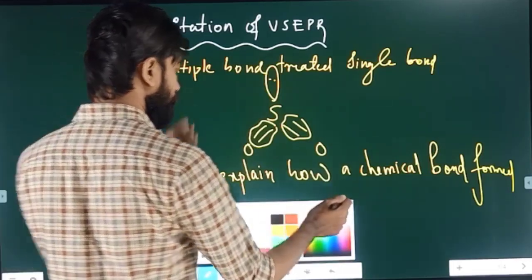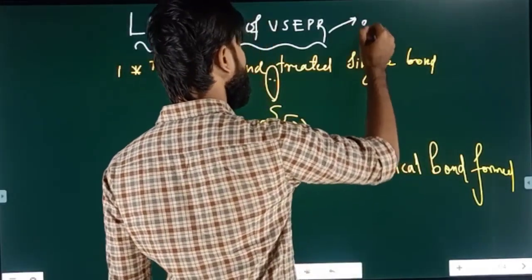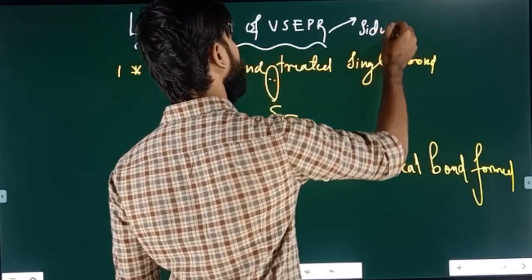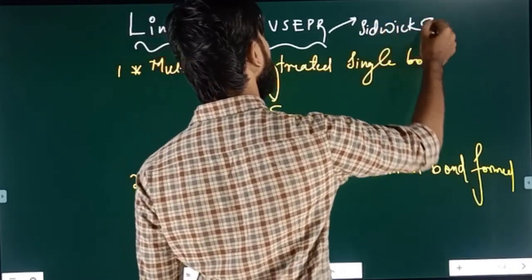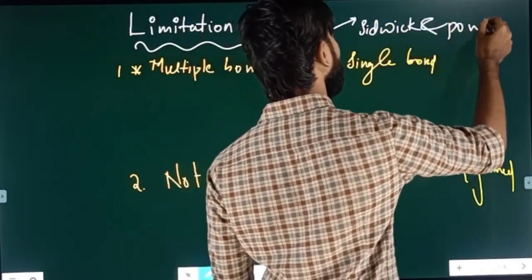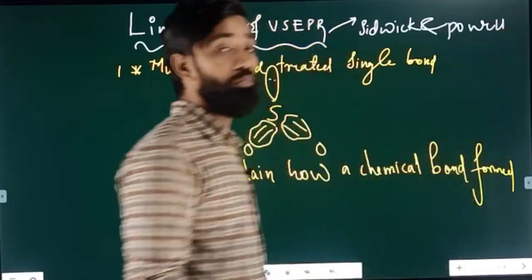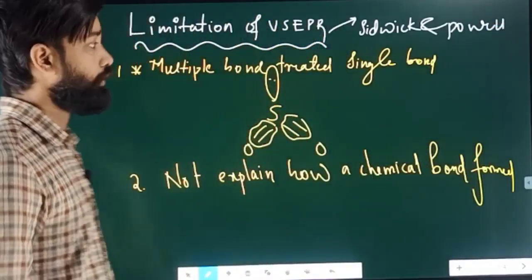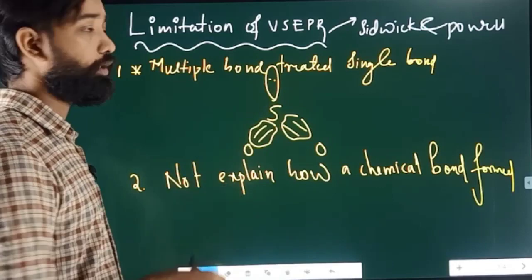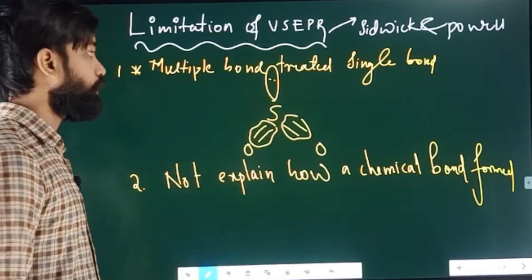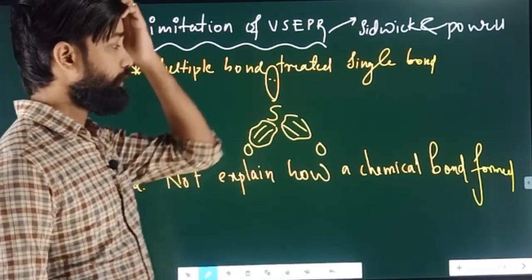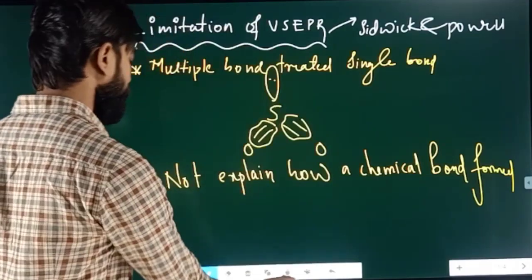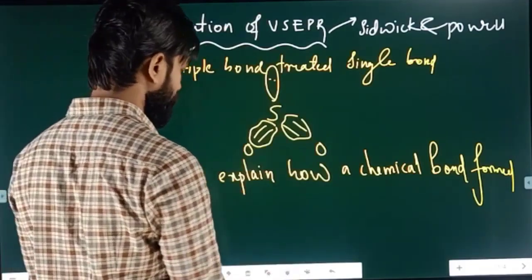We know that VSEPR theory was introduced by Sidgwick and Powell, which was later modified by Nyholm and Gillespie. I already discussed the names Nyholm and Gillespie earlier. So VSEPR theory was introduced by Sidgwick and Powell and modified by Nyholm and Gillespie.